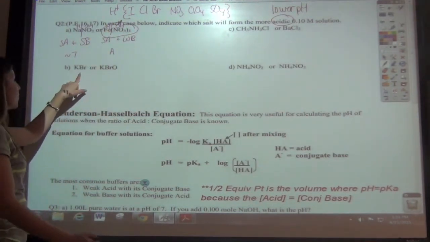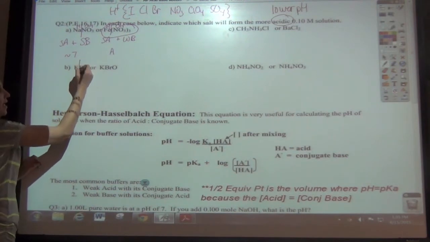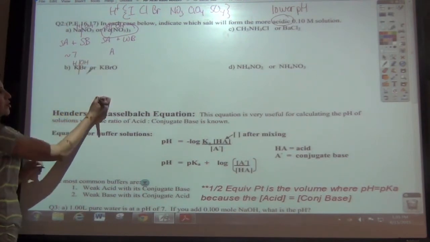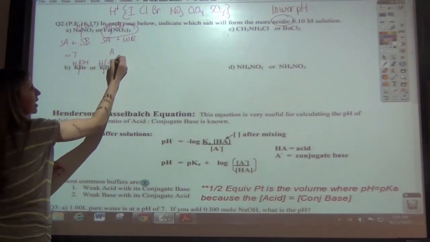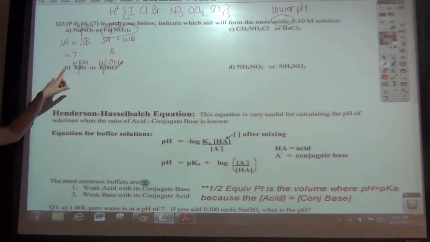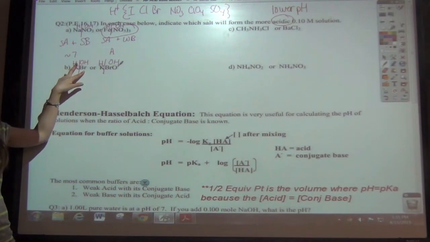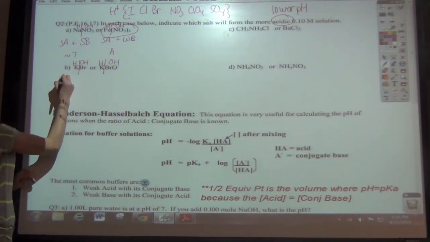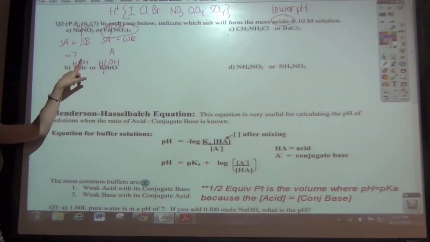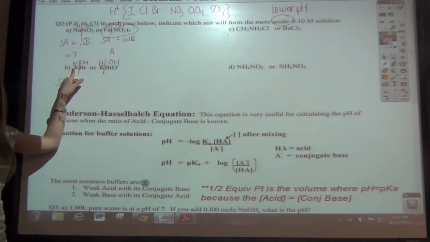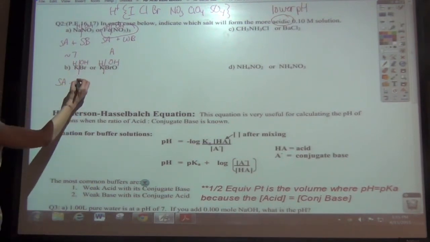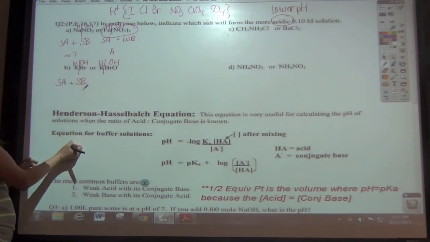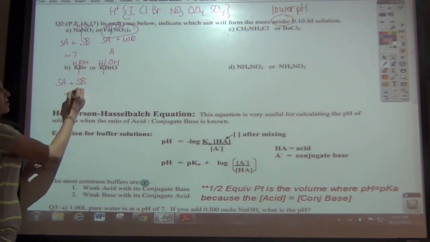Okay, let's try the next one, letter B, right down here. Again, you're going to write an H and an OH, and you're going to do the same thing here. You're going to write an H and an OH. So let's do the first one. We've got HBr. Is that a strong acid or a weak acid? Strong. HBr. So that's our strong acid. What about KOH? Is potassium in the 1A's? Yes. So that's also a strong base. So that would give us a pH of about 7.